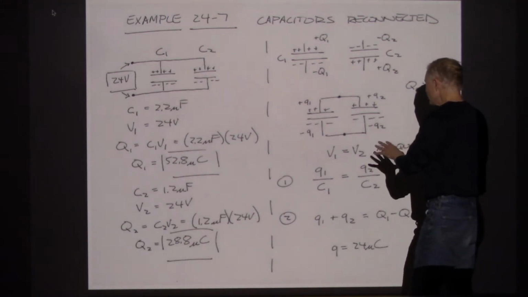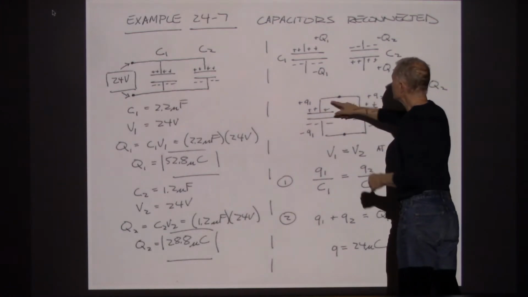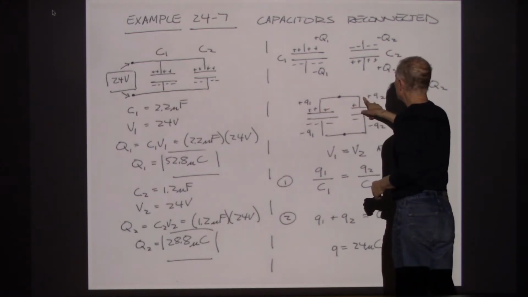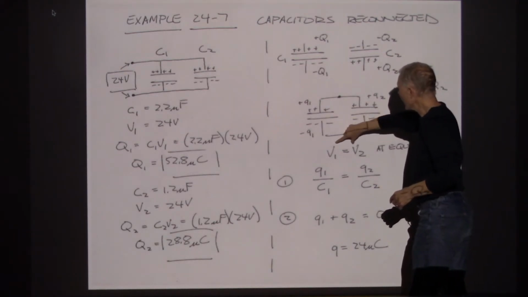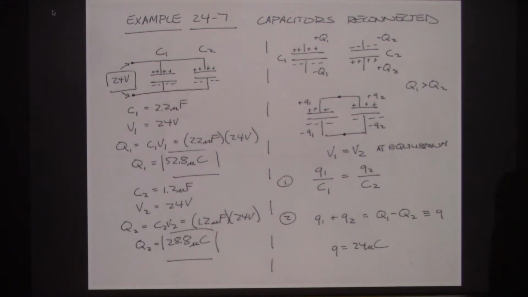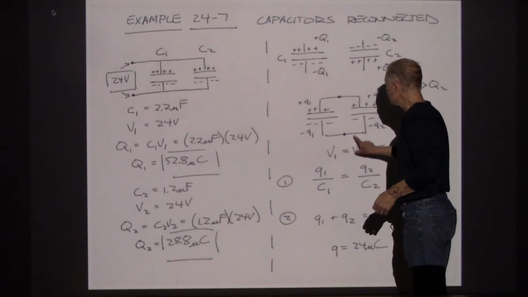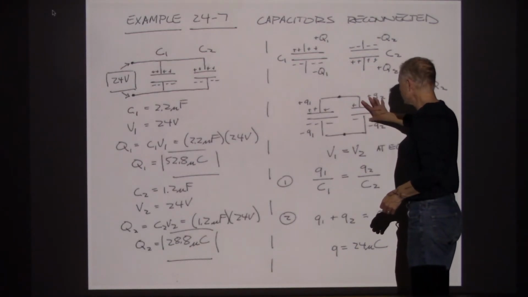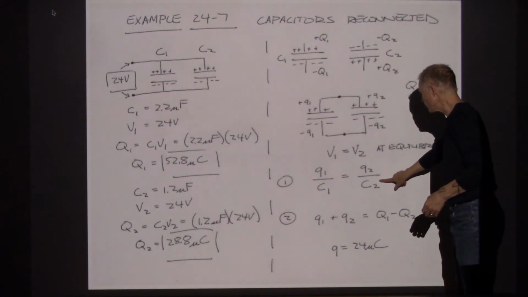So at equilibrium, when I flip these and connect them, what will determine how the charges arrange themselves between capacitor 1 and capacitor 2? At equilibrium, the voltages will match. That's the principle I'm working from to decide when these capacitors reach equilibrium. So if the voltages are the same, if the voltage on this side matches the voltage here, then Q1 over C1 is equal to Q2 over C2.